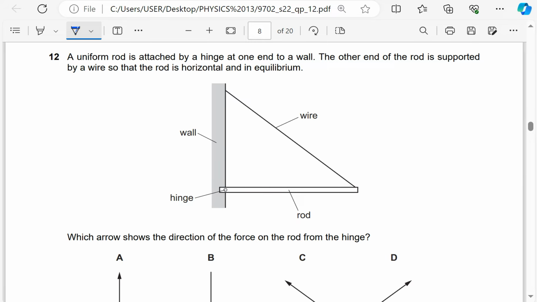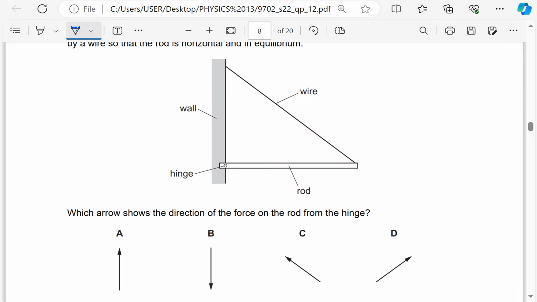Which arrow shows the direction of the force on the rod from the hinge? Here we have a tension, and this is a uniform rod. It has a weight which acts vertically downwards. So there's a force here in this direction, and a force here in this direction, which gives a resultant reaction here. So we must have a weight acting vertically downwards, and we should be having a tension.